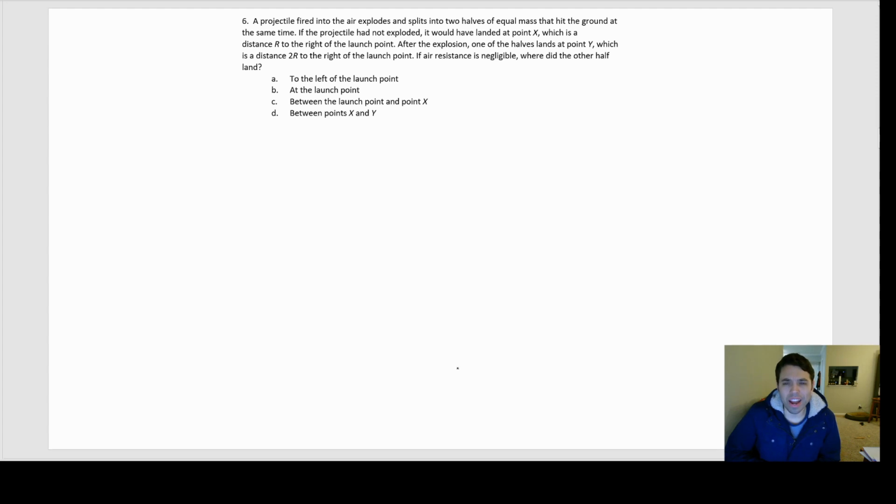If the projectile had not exploded, it would have landed at point X. All right, this one, guys, I gotta draw a picture. So I'm gonna draw a picture for you. This helps me a lot. These conceptual problems really help me draw pictures and diagrams and illustrate what's going on.